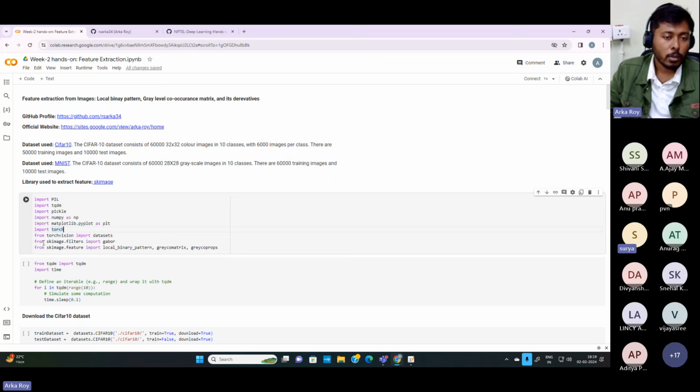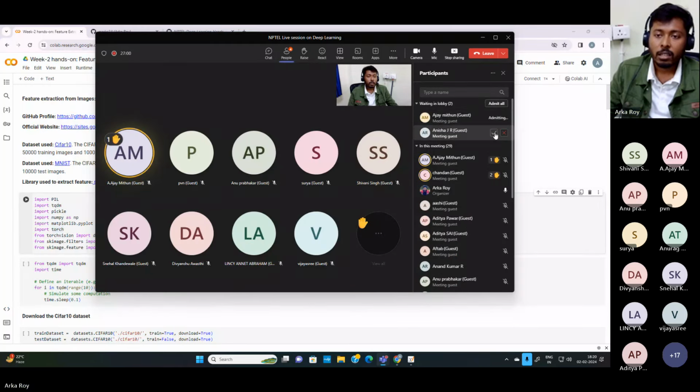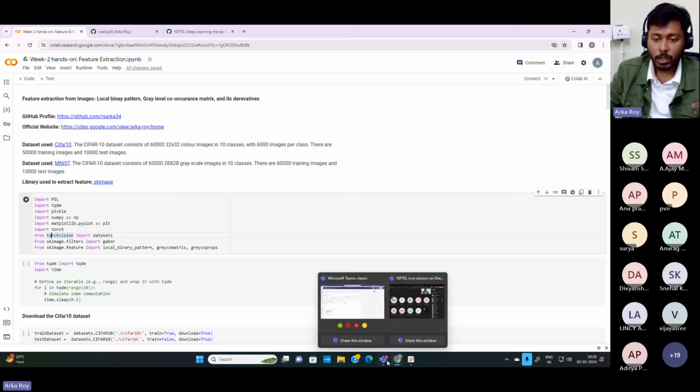Along with that, we need to extract some features. I can extract this feature using skimage, which is part of the scikit-learn package. Within scikit-learn you have skimage, and within skimage there are other methods, for example filters and features, which incorporate local binary pattern, gray co-occurrence matrix, and their properties.